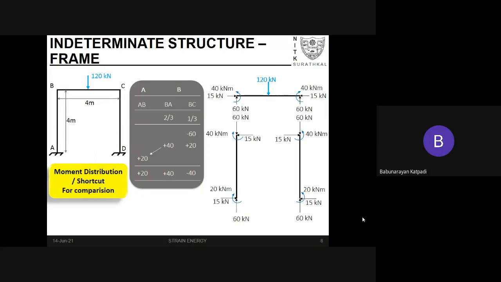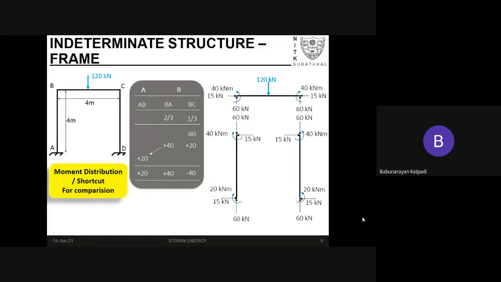For comparison, I told you in the morning there are other methods too which may give you results faster. Rather than the strain energy method, I'm just telling you about the moment distribution method just for comparison. Since the frame is symmetrical and the loading is symmetrical, we can analyze only half the frame, up to the load location. We have two joints A and B, and the members meeting at the joints are AB, BA and BC.